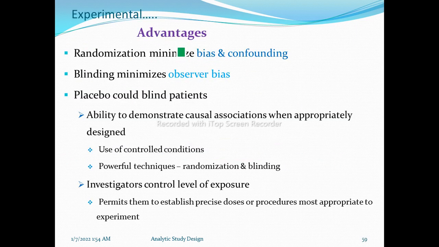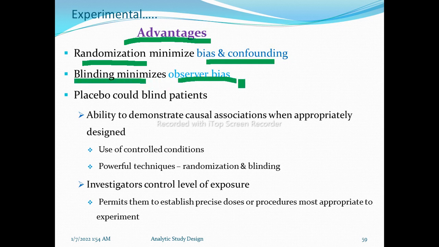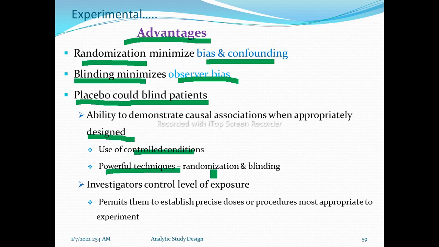So now we will see the advantages of interventional study. One advantage is randomization. Randomization will minimize bias and confounding, known and unknown confounding. The other is blinding. Blinding minimizes observer bias. Randomization will minimize selection bias. And placebo could blind patients. There is the ability to demonstrate causal association when appropriately designed, and use of controlled conditions. It is a powerful technique because of powerful techniques like randomization and blinding.